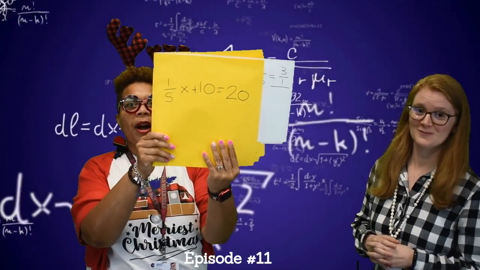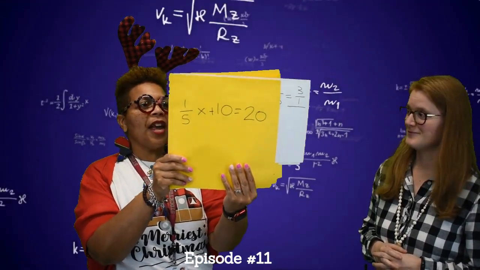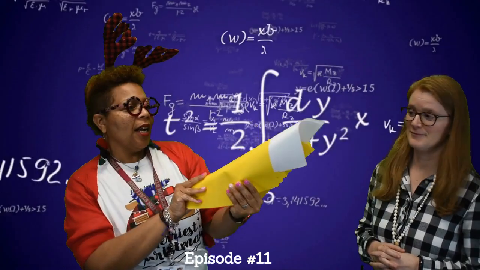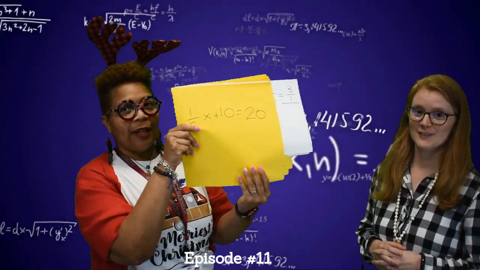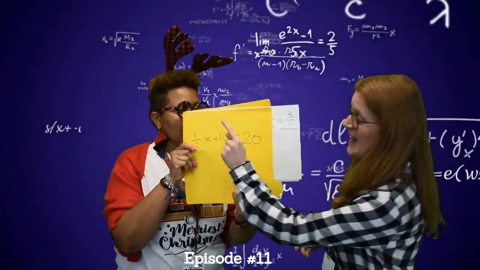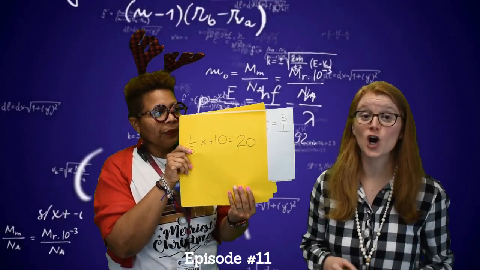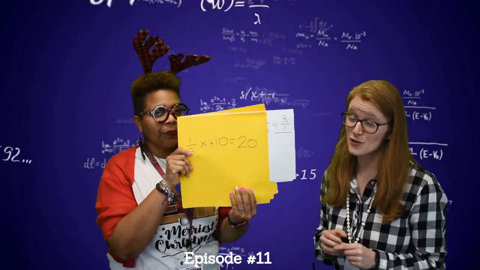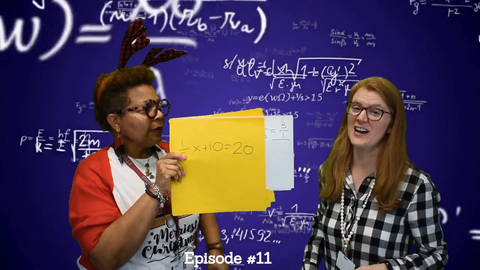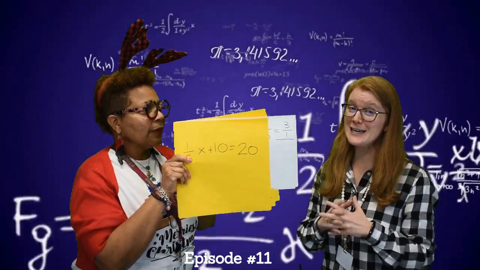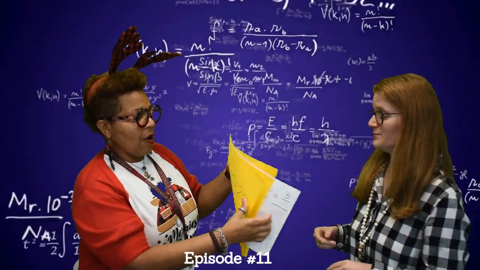So this was the equation that you were given: 1/5 x plus 20 plus 10 equals 20. What you're going to notice is that this 1/5 is called a coefficient. And when it's a fractional coefficient, some of you struggled. So we're going to teach you.